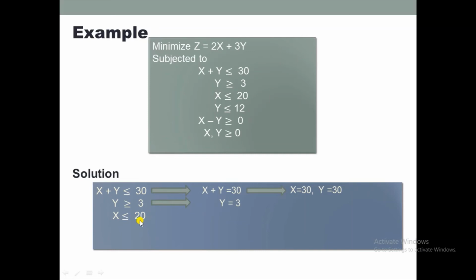Third is x ≤ 20. When you convert it into the equation, it simply becomes x = 20. The fourth constraint is y ≤ 12. When converted into the equation, it simply becomes y = 12. And the fifth and last constraint is x - y ≥ 0. When converted into the equation, that means x - y = 0, so ultimately x = y. Whatever the value of x, the same is the value of y.